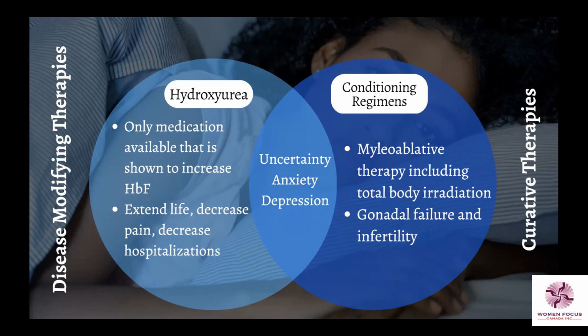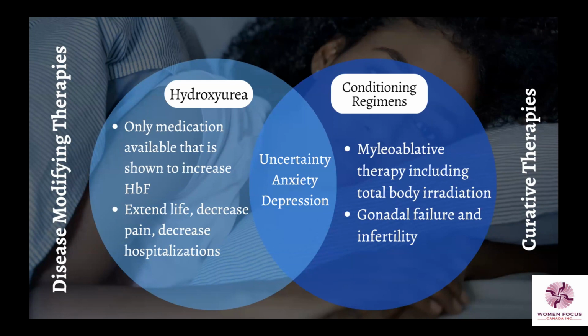This is my last slide. On the left-hand side, disease-modifying therapy. I did mention hydroxyurea. It's the only medication available that's shown to increase hemoglobin F. It extends life. It decreases pain. It decreases hospitalization. But there's also discussion around, does it impact childbirth? So when women become pregnant, we ask them to stop their hydroxyurea. That's currently what we're doing, but there's some talk and definitely some literature moving towards hydroxyurea being okay. But we stop hydroxyurea for the risk to the fetus.